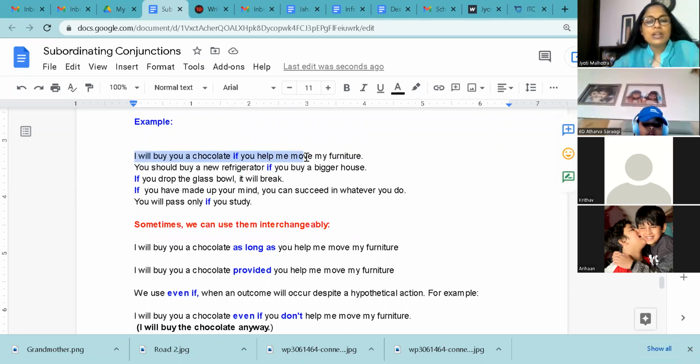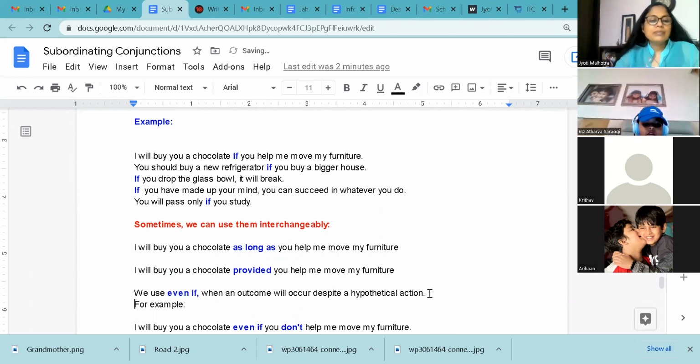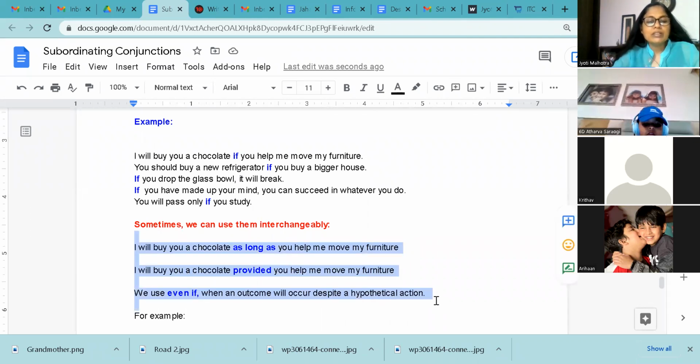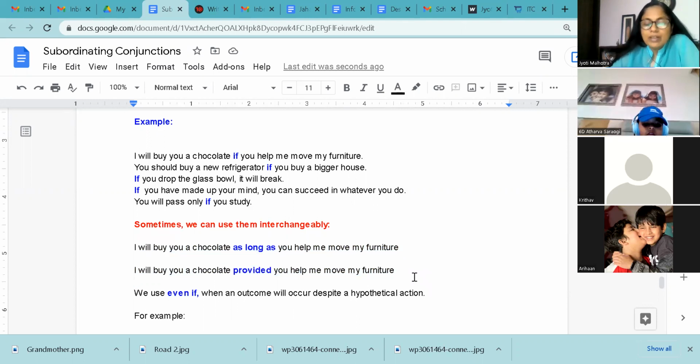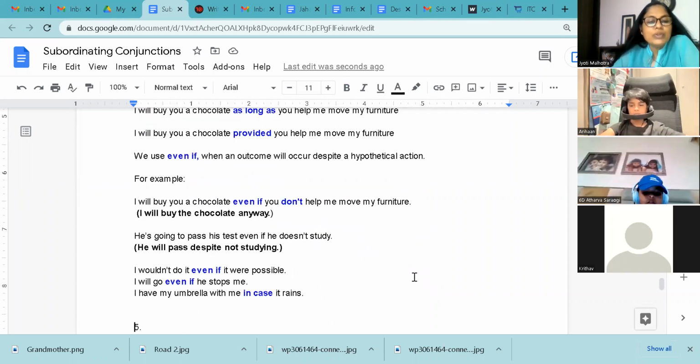I will buy you a chocolate if you help me move my furniture. Now the same sentence I have taken and written it 3 different times. And Sai was reading, so let's say read. Yes, Sai. Do I need to read those sentences? These ones which I have highlighted. I will buy a chocolate as long as you help me move my furniture. I'll buy you a chocolate provided you help me move my furniture. So they mean the same thing, children. Okay. All right. Let's have a look at some more examples. Aryan, would you like to read?